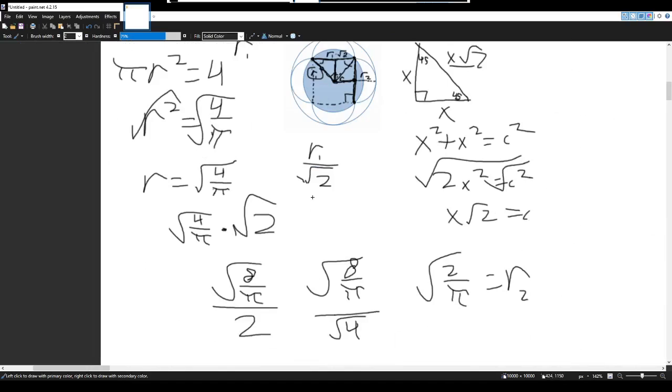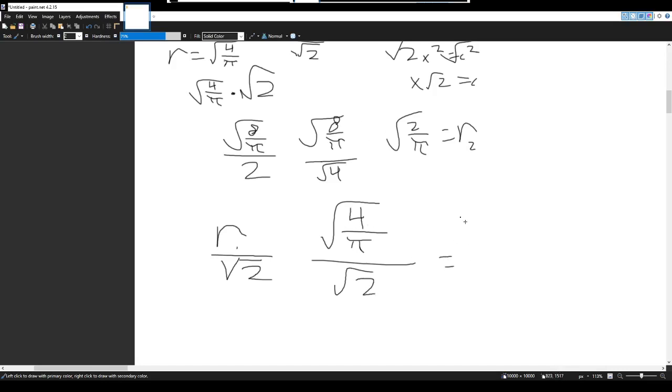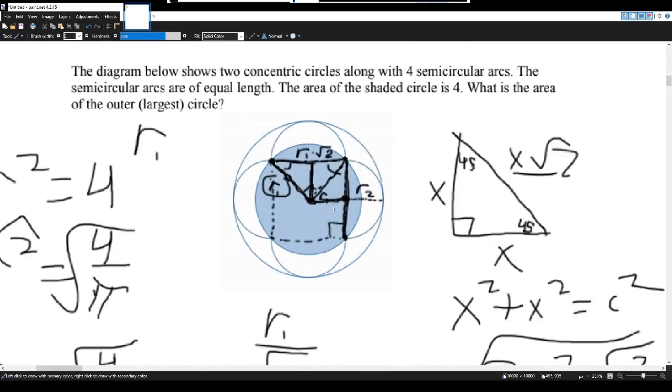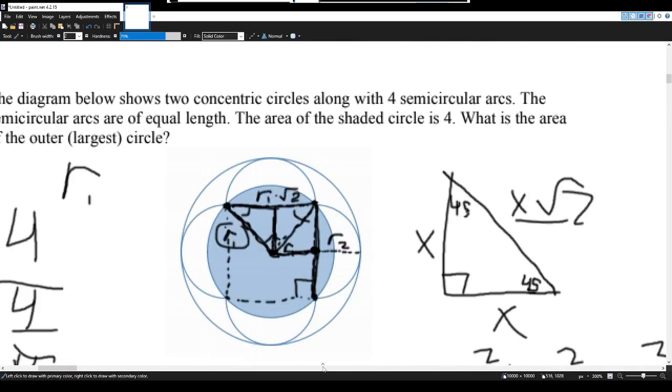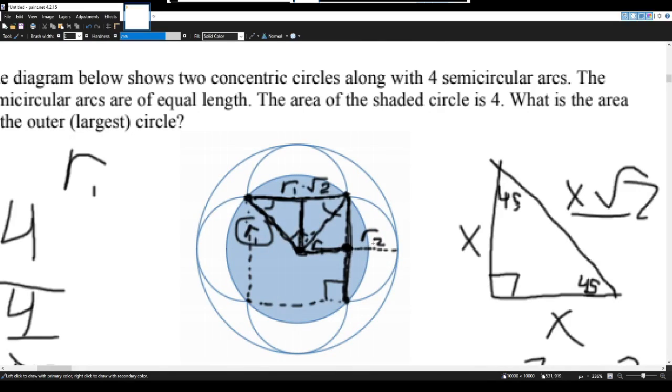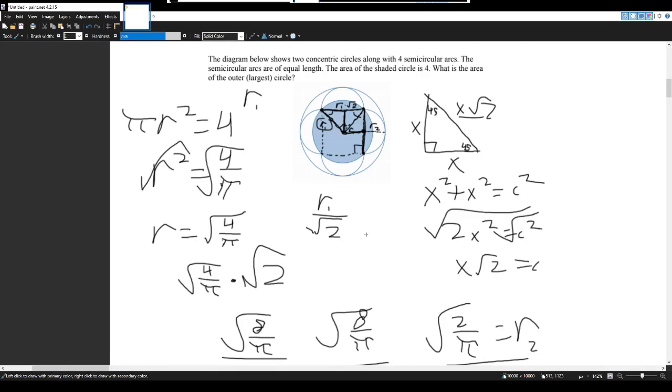So what's R1 divided by root 2? Well, let's do this over here. We're doing R1 over root 2. R1 is root 4 over pi divided by root 2. Same method as earlier, this equals root 2 over pi, which funnily enough means it's actually the same as R2. I don't know if that's just coincidence or what, but mathematically it's the exact same thing, although the method to get it wasn't the same.